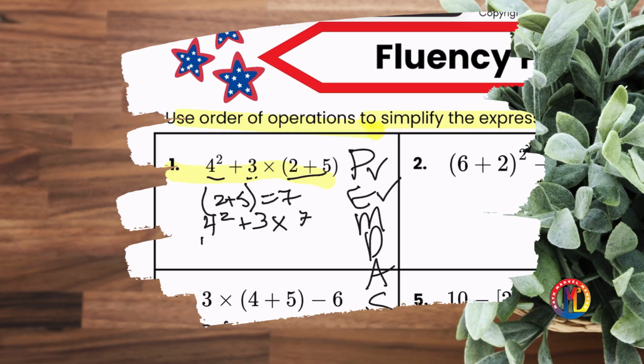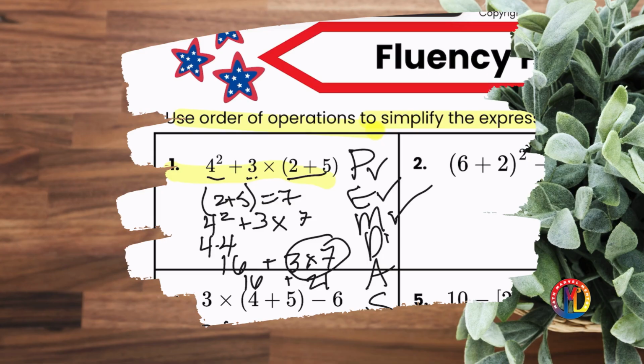So 4 squared is the same as 4 times 4. It is not 8. You're not doing 4 times 2. 4 times 4 is 16. I rewrite the problem. 16 plus 3 times 7. Next we have multiplication, and I have 3 times 7. So I'm going to do 21 plus 16, rewrite the problem.